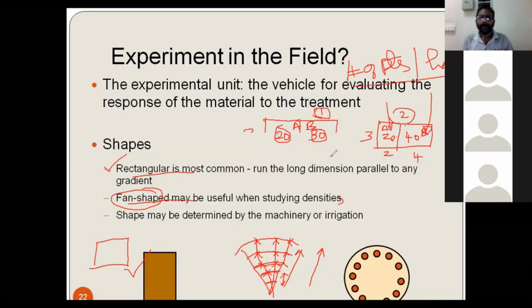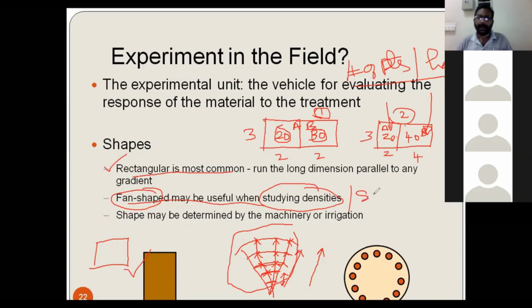So this kind of study is called fan design. Fan shaped or fan design. This is used to look at density studies, or sometimes we call it a spacing trial.